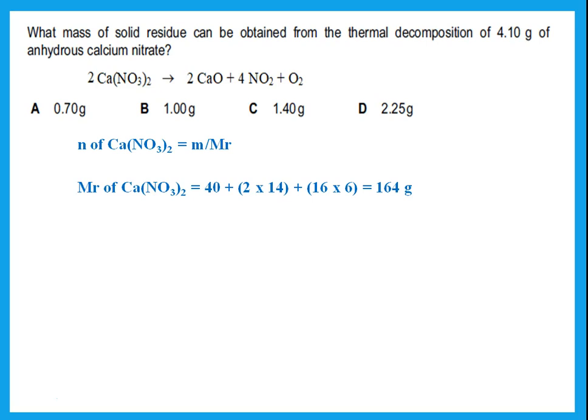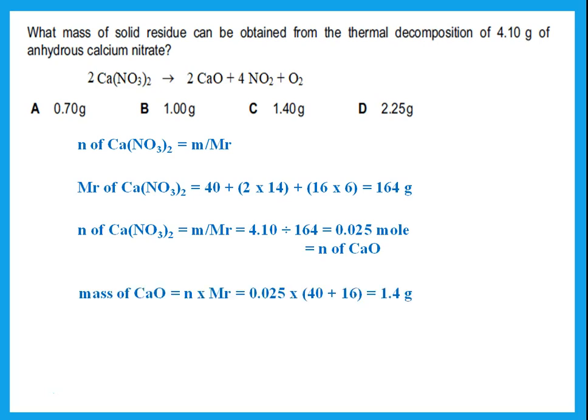Do you understand how to calculate molecular mass now? You have 1 calcium, its mass is 40, plus 2 nitrogens, each of them is 14, plus 6 oxygens, and each of them is 16. So the molecular mass of calcium nitrate is 164. Then the number of moles is the mass that he gives me, 4.1 over the 164. So that means that I have 0.025 mole. And we've decided from the equation that the number of moles of calcium oxide is the same as that of calcium nitrate. So it is 0.025.